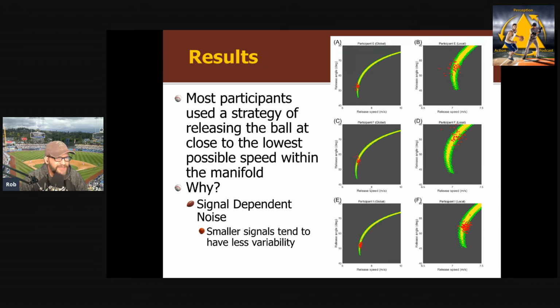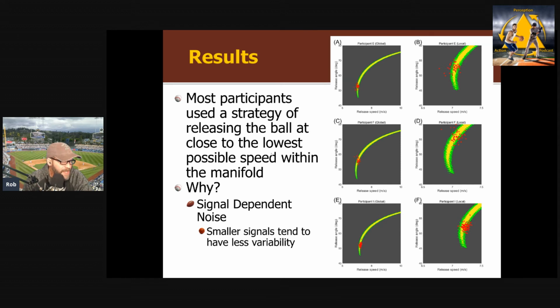If I took a bunch of people and measured the size of their big toe, there's going to be smaller variance than if I measured their height, right? Smaller things have variance usually proportional to the size of the signal. So by shooting at a lower speed, there's less noise in the motor system. So it's going to be more consistent than trying to shoot at a much higher speed, at least for that parameter.